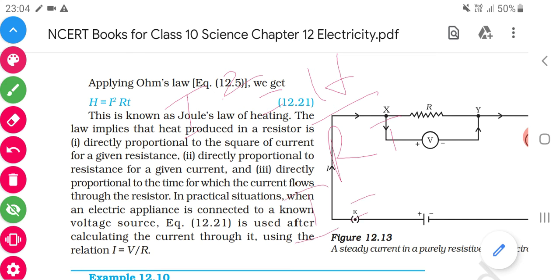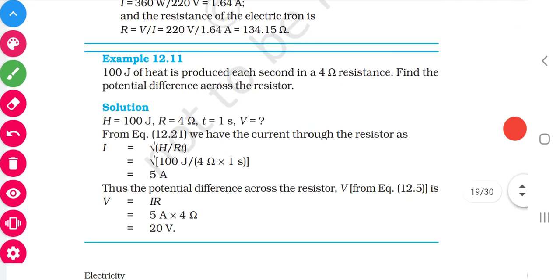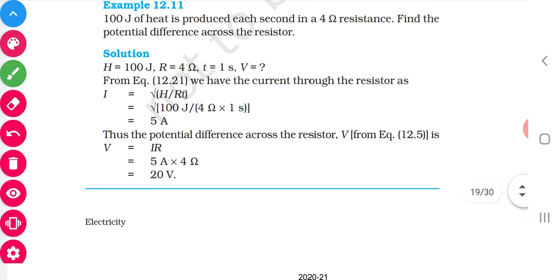So I is equal to the square root of H divided by RT. So this is the formula. Okay, have you got the formula now? Now you have to apply everything. We have to substitute everything. On substitution we get 5.